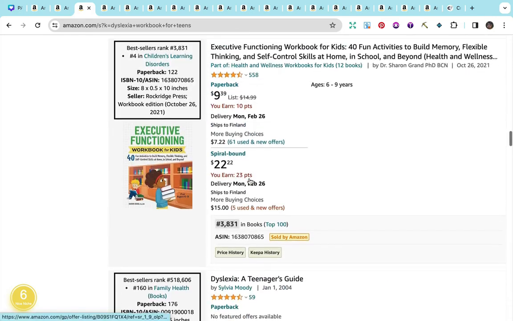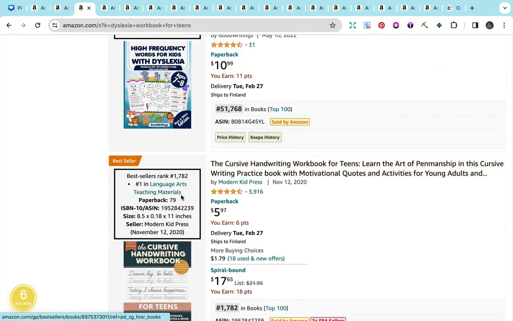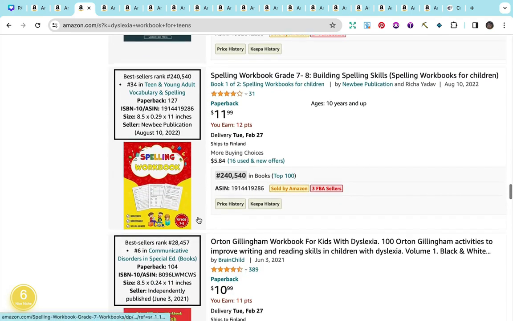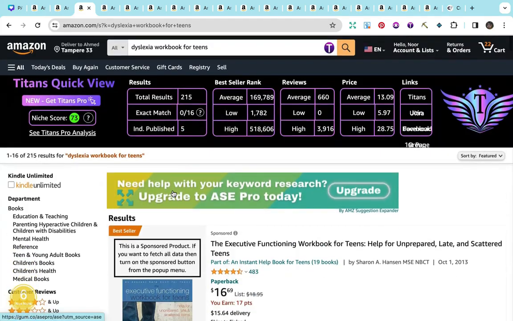So we have managed to find over 3 books with a bestseller rank. This is the 4th book with a bestseller rank of 100,000 or less, and this one's sitting at 1,782. Another one with 28,000. So you get the way things are going here.